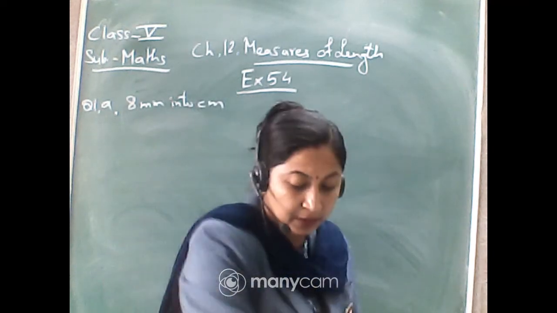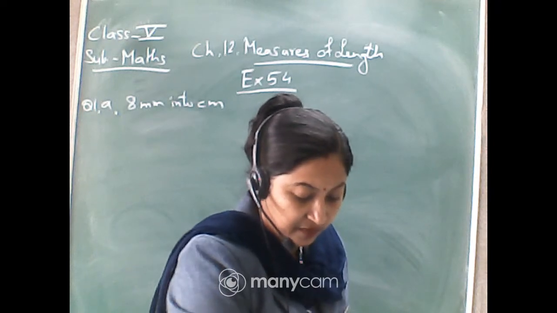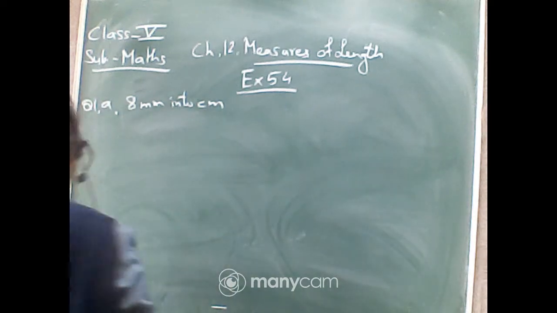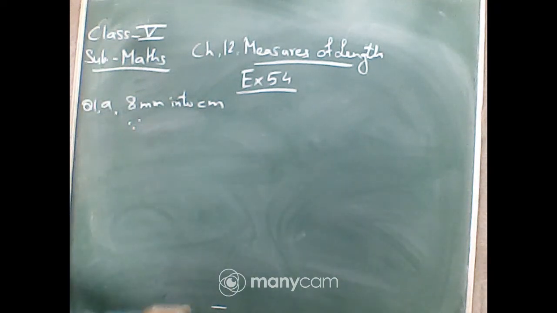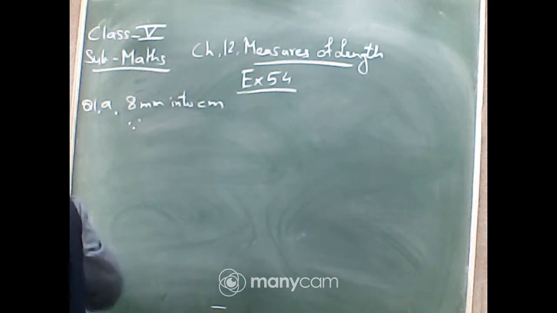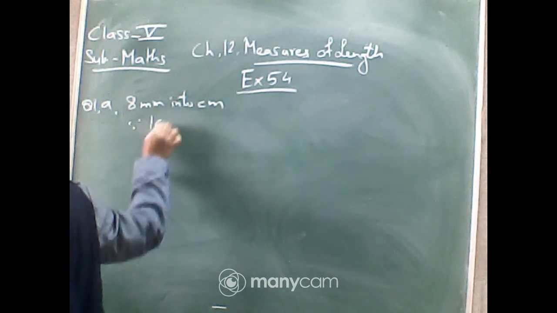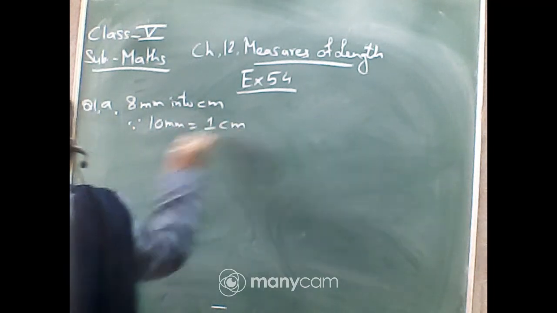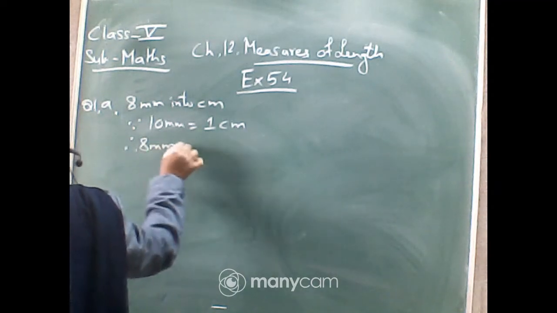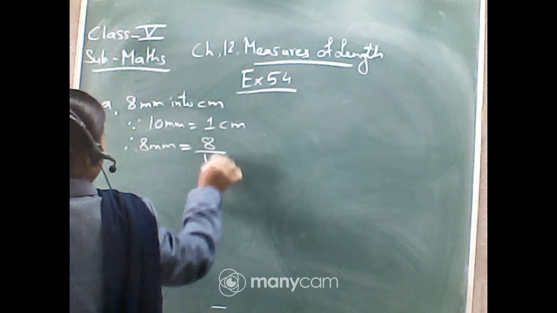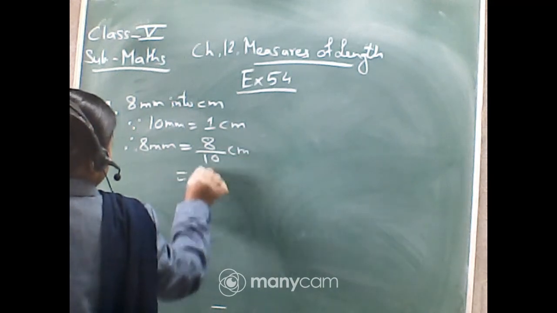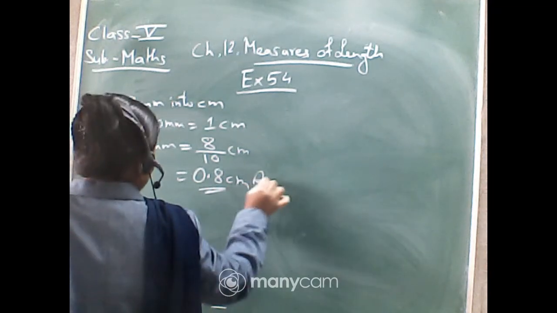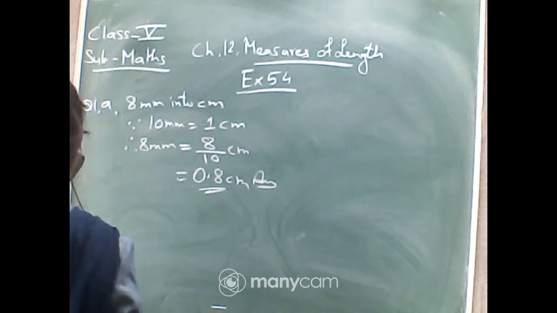So what you will write, since we know that, 10 millimeter is equals to 1 centimeter, therefore 8 millimeter is equals to 8 by 10 centimeter. That means it is 0.8 centimeter. So the answer is 0.8 centimeter. Clear? Now one more we will do.